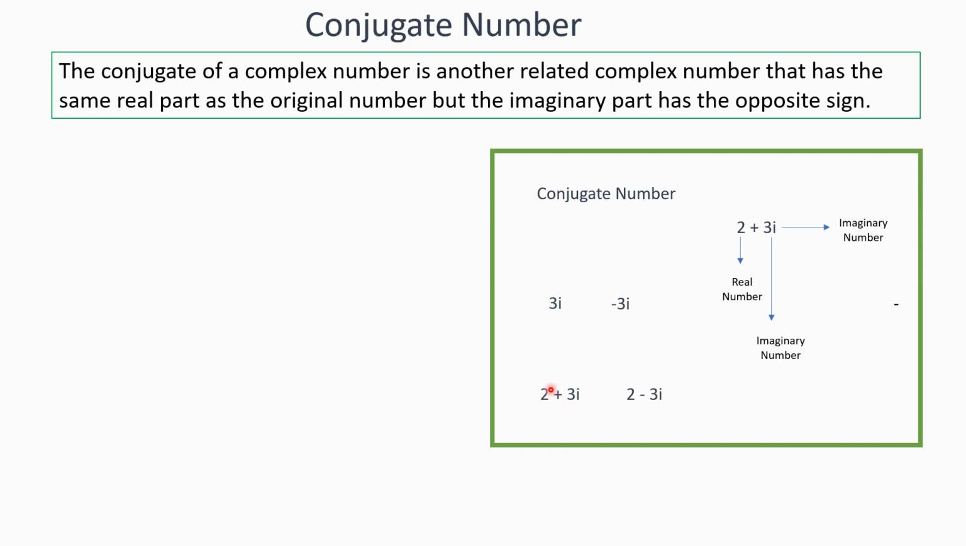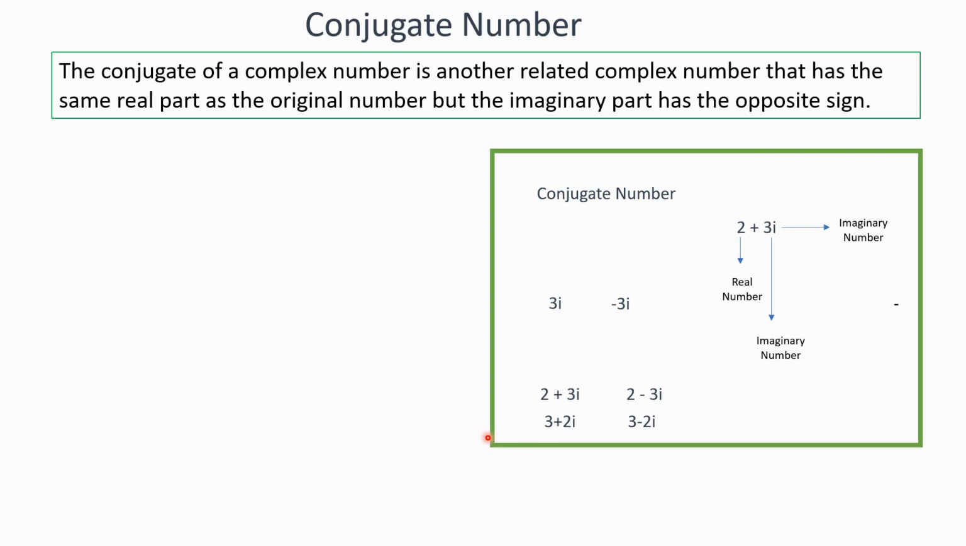Note that the real part, 2, stays the same, while the imaginary part changes sign from plus 3i to minus 3i. Similarly, the conjugate of 3 plus 2i is 3 minus 2i. We can find the conjugate of any complex number by changing the sign of its imaginary part. Here are a few more examples to help you understand the concept of conjugate numbers.